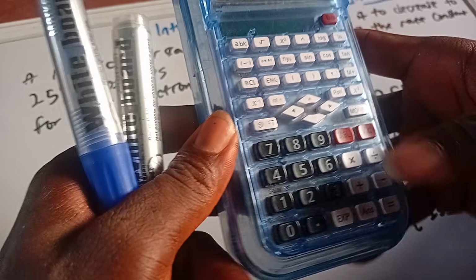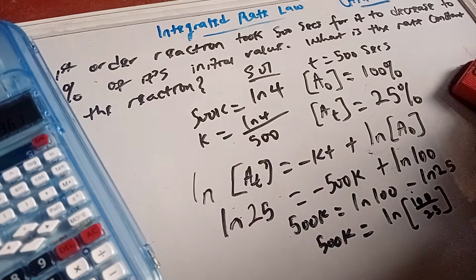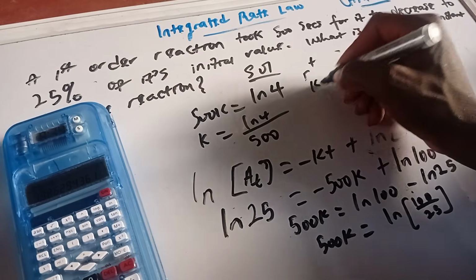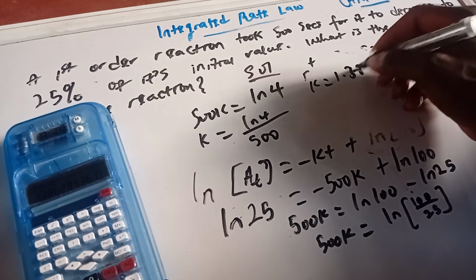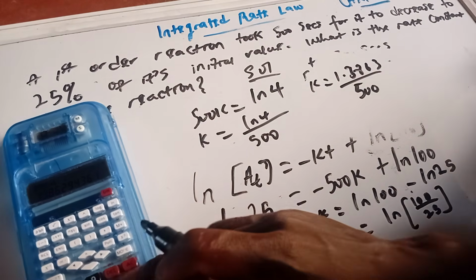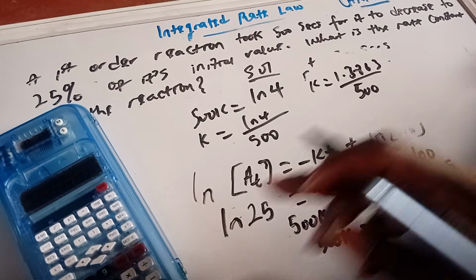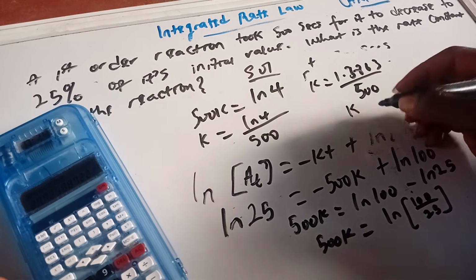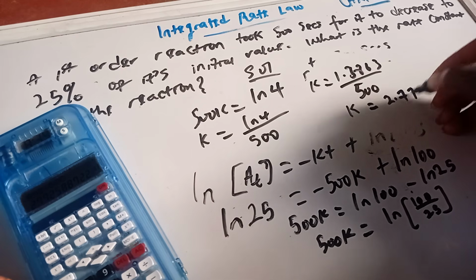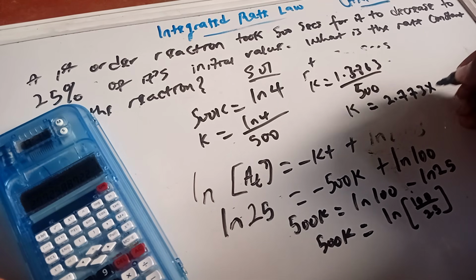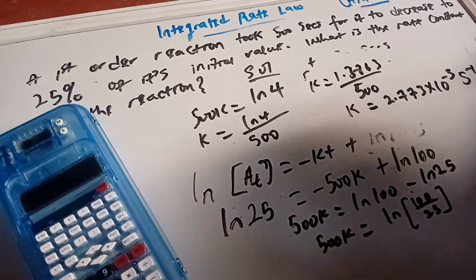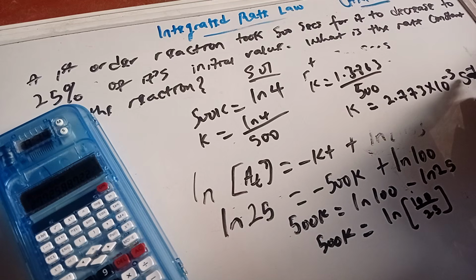Lane 4 equals 1.3863. So we have k equals 1.3863 over 500 divided by 500. So our rate constant equals 2.773 times 10 raised to the power minus 3 per second, not mole per second. This is just per second.